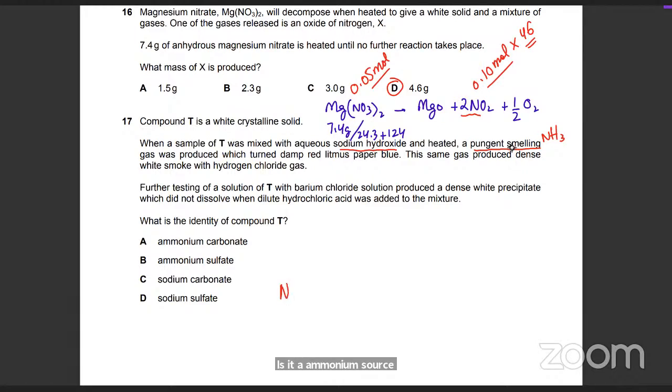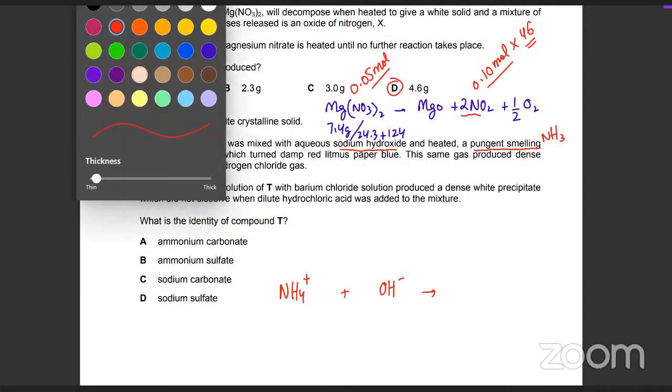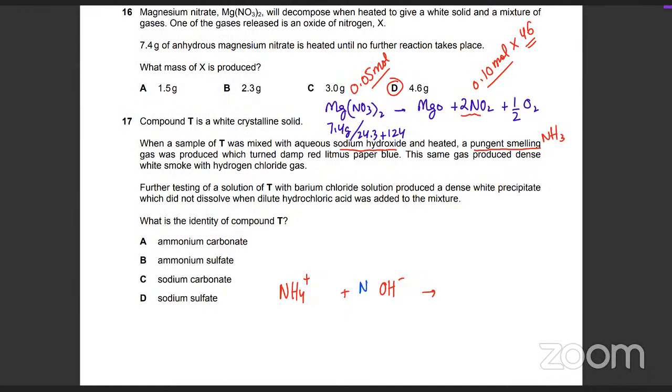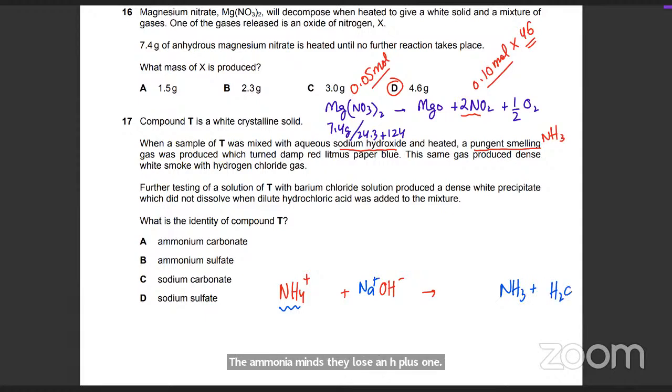Ammonium salts, right? So any ammonium salt, when you heat it with a base like sodium hydroxide, OH- ions, the Na is a spectator ion. The ammonium ions lose an H+ and turn into ammonia, and the OH- gains an H+ and turns into water. And whatever's left, that's your salt. So the compound has ammonium ions. T has ammonium ions. So it's either A or B.